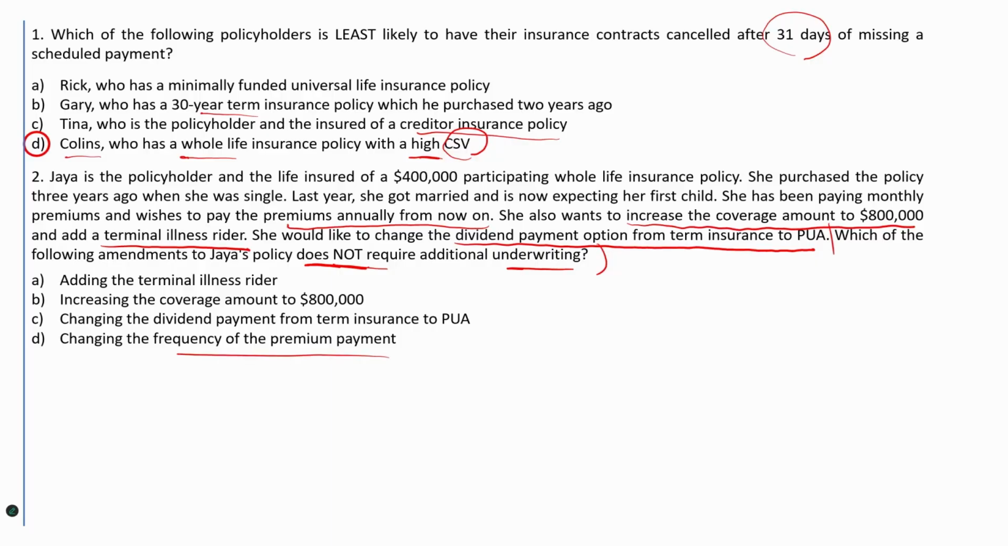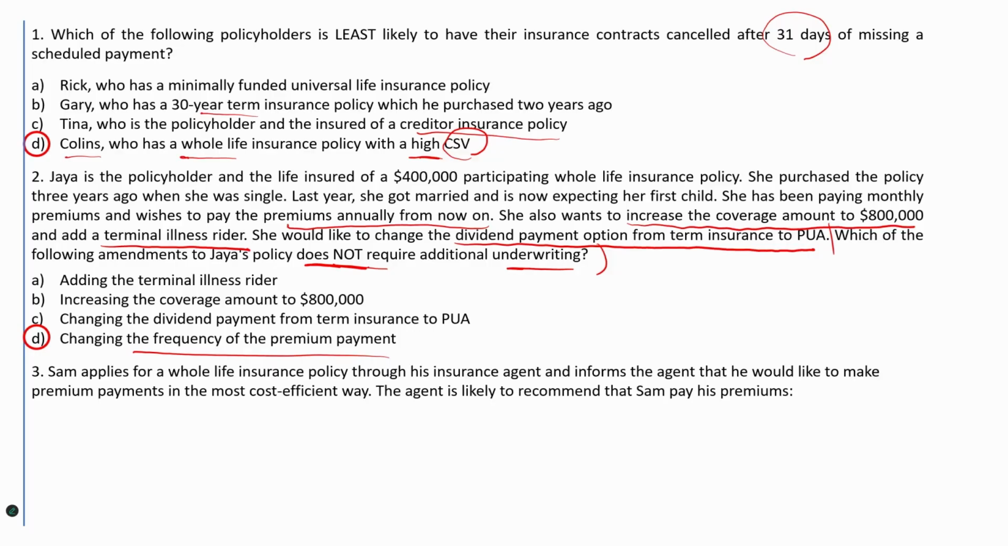But changing the frequency of the premium payment is obviously something that doesn't need underwriting. So the correct answer is D. Let's go with another question. It's basically about modal factor. Which premium payment is going to be the most cost efficient way, which obviously is annually.